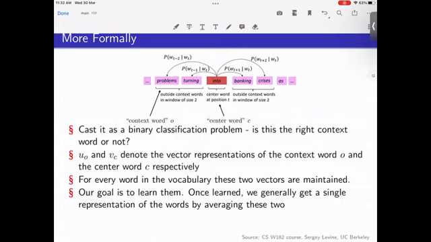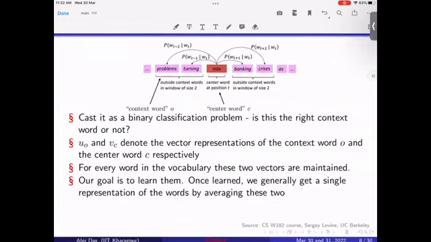Let's say we denote the representations as U_O and V_C. These are just two vectors corresponding to O and C. And what are O and C? They denote the vector representations of the context word O and the center word C respectively. Our goal is to learn them.